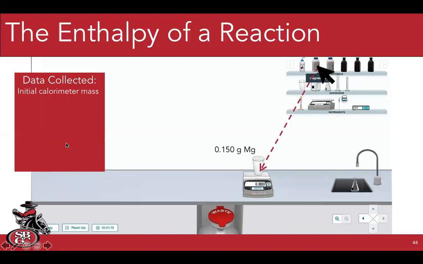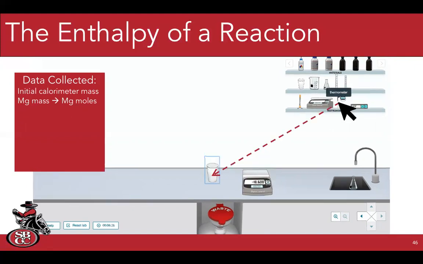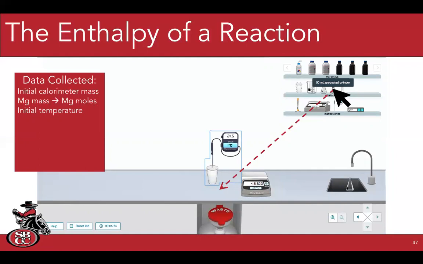We can zero it out, as the instructions say, and then add 0.150 grams of magnesium. And we can see then our balance says that we have 0.150 grams of magnesium. So we have now our mass of magnesium that we're starting with, and we can, of course, convert that to moles of magnesium, which we'll need for the limiting reagent determination. And so then we can move that off the balance and add a thermometer and get an initial temperature, which will always be 21.5 in our room.